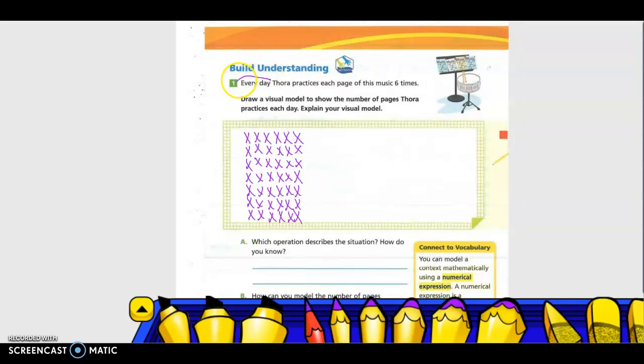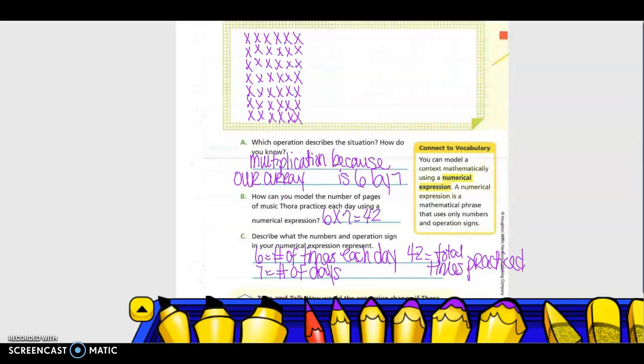All right, so it said she did it every day for 6 times a day. So we did an array of a 6 by 7. So 7 going down and 6 across. So which operation describes the situation? How do you know? All right, so letter A, we said that multiplication would be the operation we use because our array is 6 by 7.